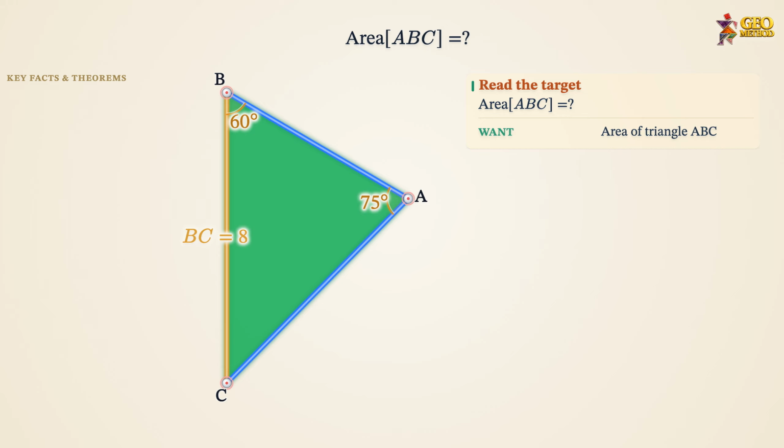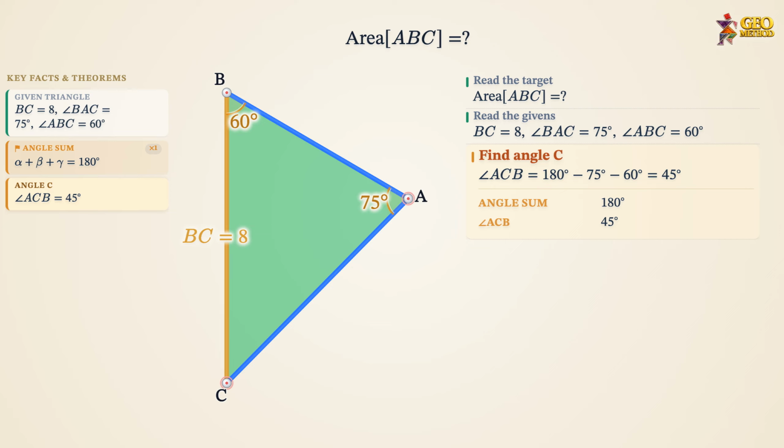Two angles known means the third one, at C, is already forced. The three interior angles of any triangle add to 180 degrees. Subtracting 75 and 60 leaves 45. So the angle at vertex C is 45 degrees. Notice 60 and 45 are both special angles, which is exactly what we will exploit.